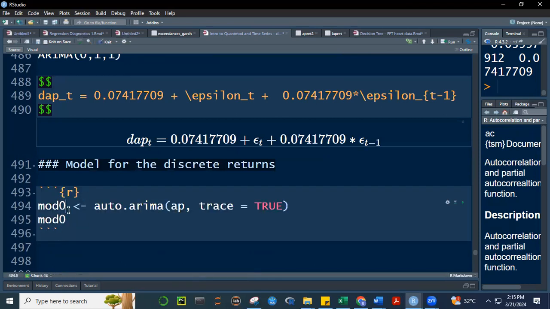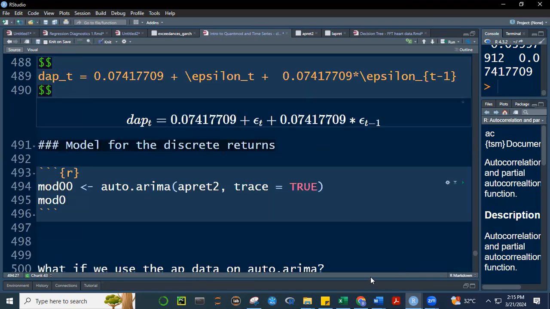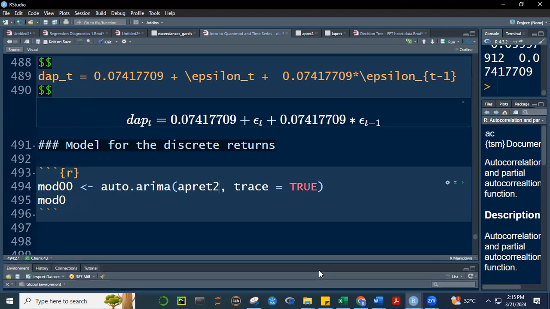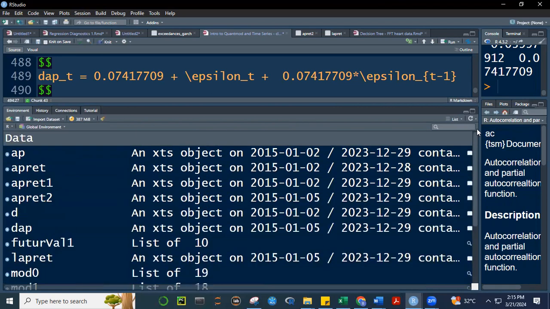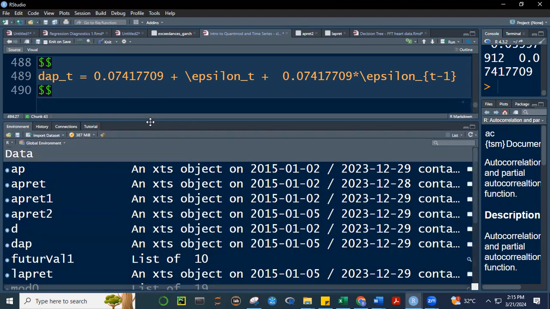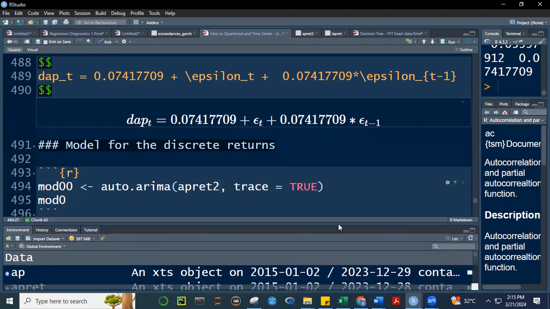So let me just call it model 00. Okay. And yung ano natin, AP, ano ba yun? APRET2. APRET2 na yung discrete returns natin, ano? APRET1 din yata eh. Okay, it's either APRET2 or APRET1. Pareho lang yata to. Or APRET1. Okay, about 00.